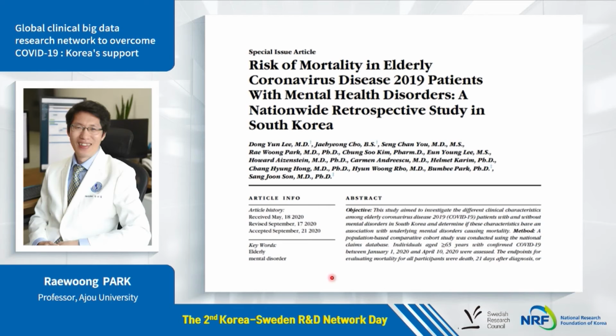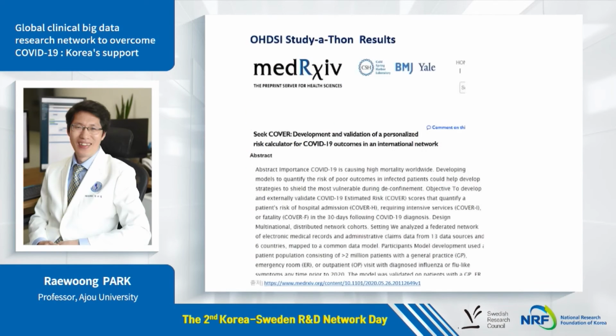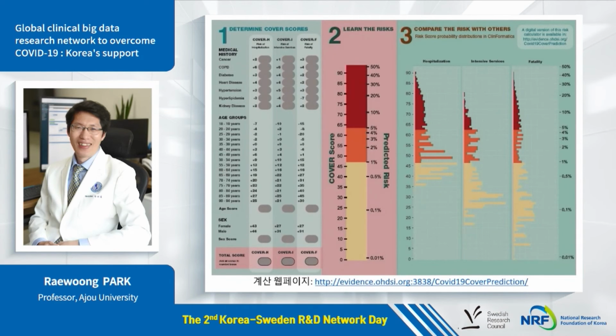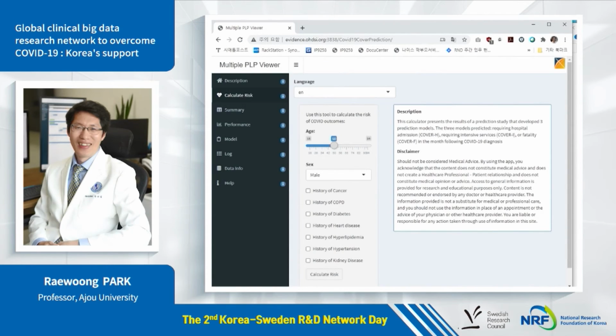This is a study on the risk of mortality in elderly coronavirus disease 2019 patients with mental health disorders, using the whole Korean population who had COVID-19. We tried to make a prediction algorithm for whether a patient will be admitted to the hospital, admitted to the ICU, or will die. So using the Atlas tool, we tried to make a prediction model. This is a chart enabling calculation of the risk without a calculator. This is the web page calculating the risk of hospitalization, ICU admission, and mortality using that algorithm.